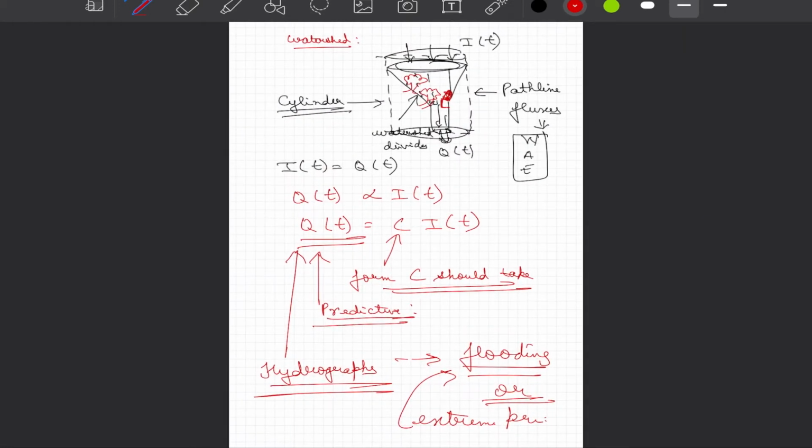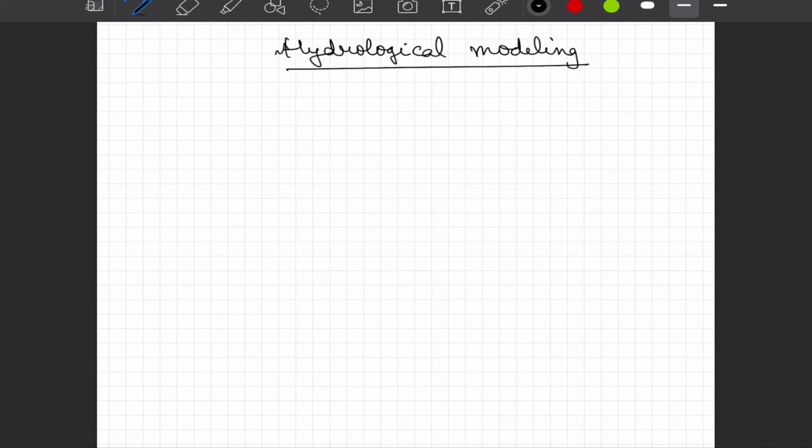Now, one thing is clear: we are going to abstract a very complex system into some simpler representations, and we call this entire construct of simplifying a complex real-world system into simple representations hydrological modeling. So now let us look into the aspects of hydrological modeling. Hydrological modeling essentially deals with determining the relation between input and output. And we can have two kinds of hydrological models.